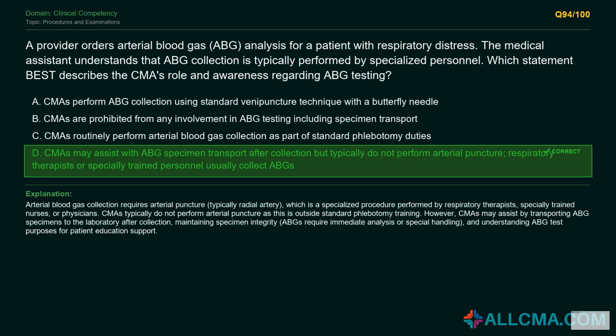The correct answer is D. Arterial blood gas collection requires arterial puncture, typically radial artery, which is a specialized procedure performed by respiratory therapists, specially trained nurses, or physicians. CMAs typically do not perform arterial puncture as this is outside standard phlebotomy training. However, CMAs may assist by transporting ABG specimens to the laboratory after collection, maintaining specimen integrity. ABGs require immediate analysis or special handling, and understanding ABG test purposes supports patient education.